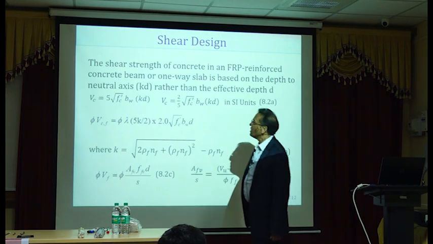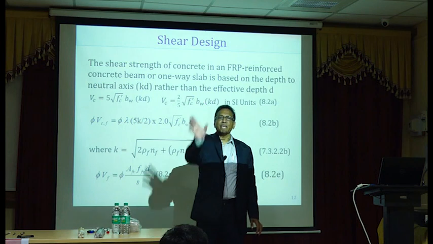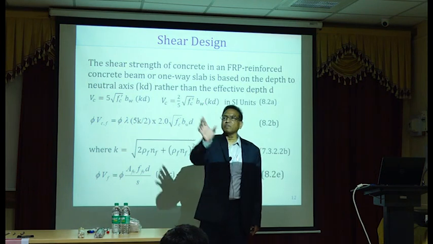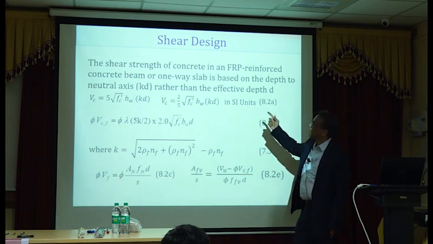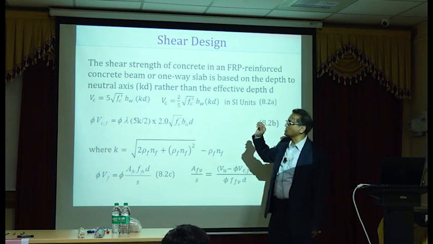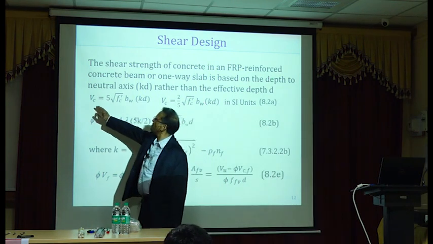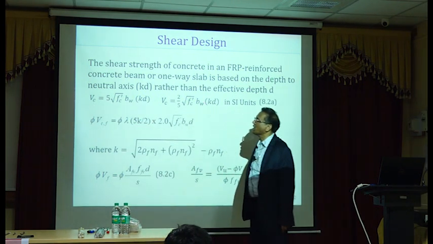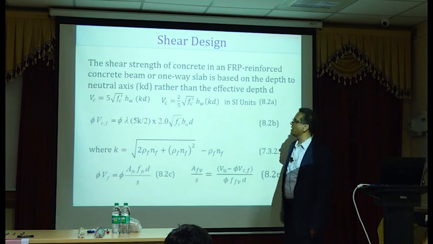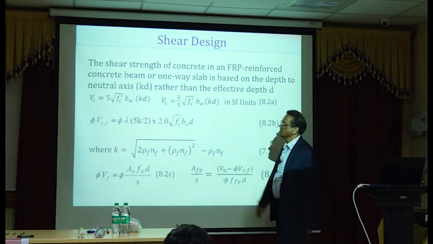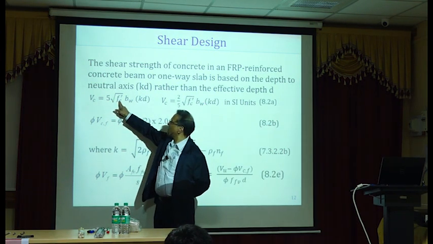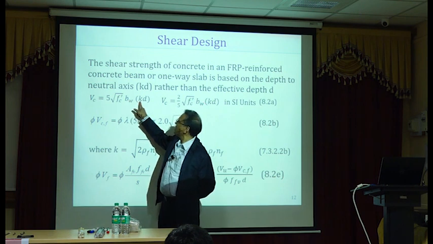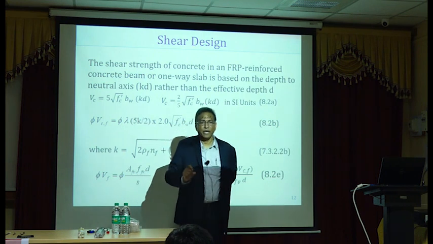Now, remember the same 5 columns I had for shear design for steel reinforced concrete beams. In case of FRP reinforced beams, we have the same approach. Here V sub C is given as 5 times square root of f prime c, in PSI units, so bear with me for 2 minutes. 5 times square root of f prime c times b_w. Here the shear area is now based on k times d.